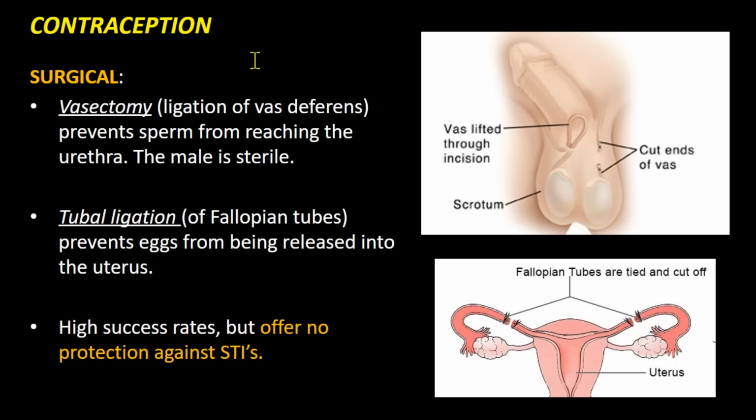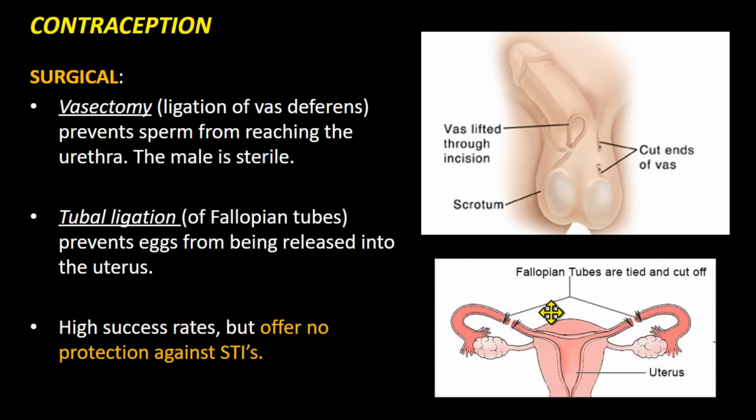There are surgical methods, two in particular: vasectomies and tubal ligations. A vasectomy involves the ligation, which is the cutting and tying, of the vas deferens, or the sperm duct. This prevents sperm from reaching the urethra. Sperm cells are still produced, but they are simply not released during ejaculation. The male in this case is sterile.